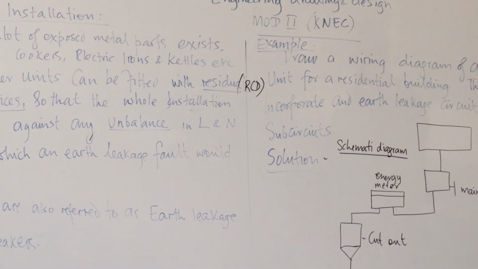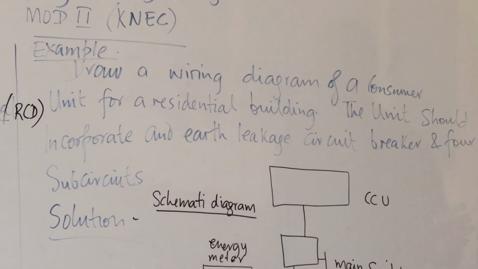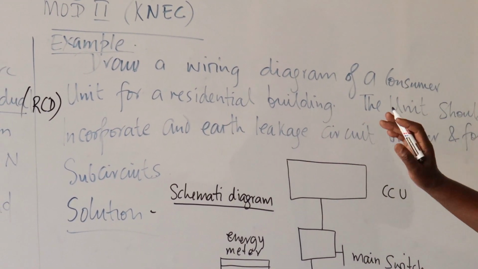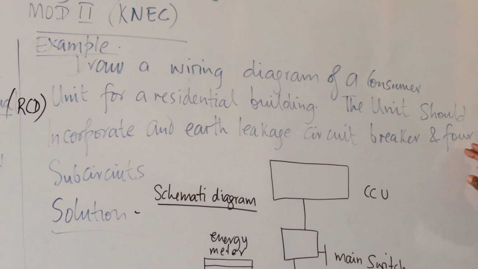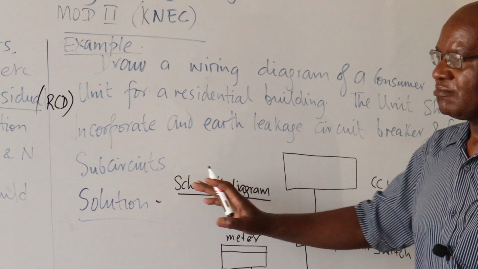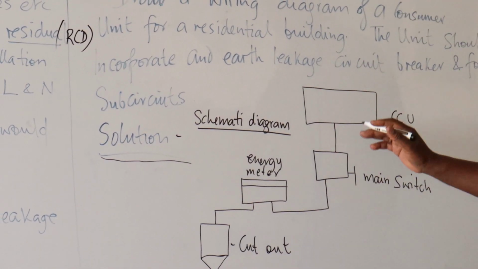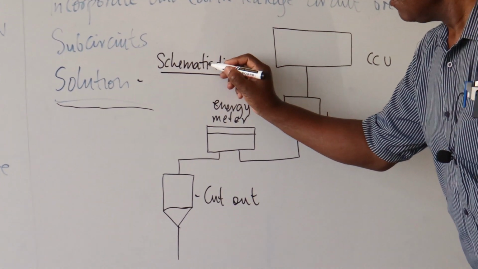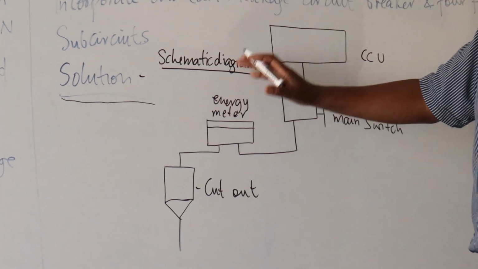For example, you are asked to draw a wiring diagram of a consumer unit for a residential building. The unit should incorporate an earth leakage circuit breaker and the 4 final sub-circuits. Now, for our solution, first we need the schematic diagram. Specifically, this one was not asked for here, but let's go through the stages.